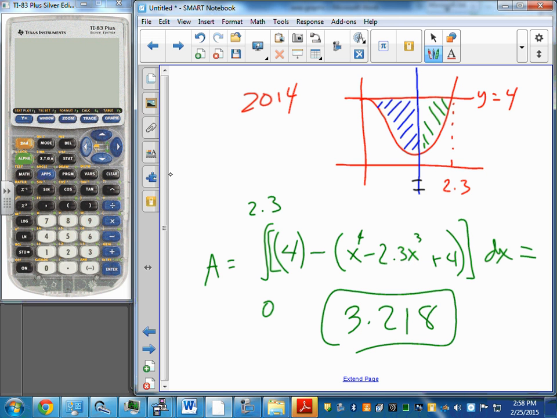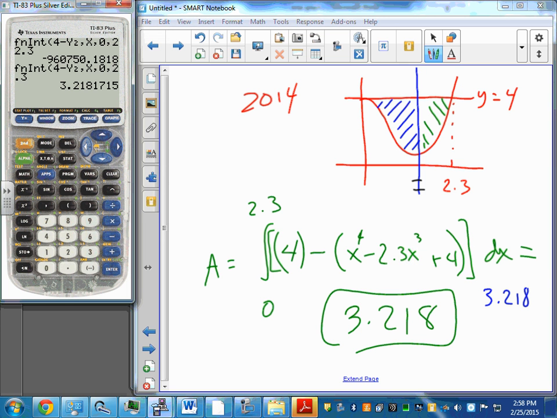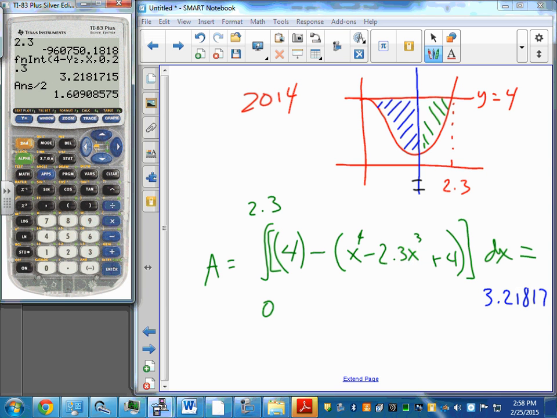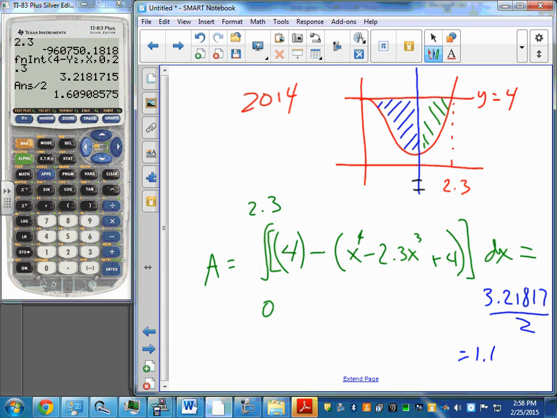And we know, let me write this number down. This is 3.218. And actually it was 3.21817, right? So I'll sort of keep that extra digit there. That's the whole area. I want half of that. So let's see, divided by 2. So that gives us 1.609.